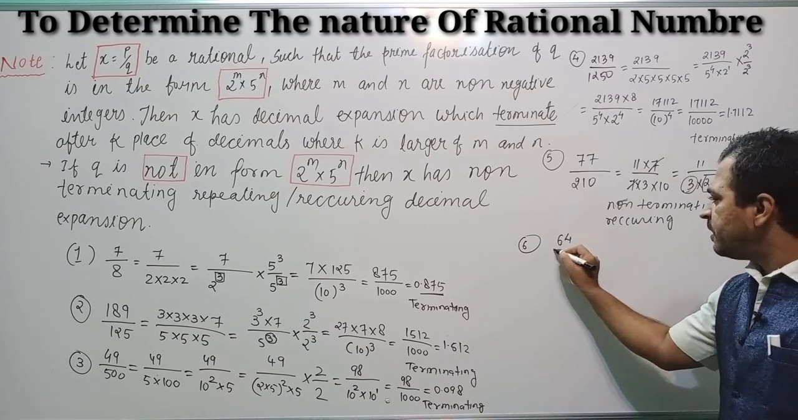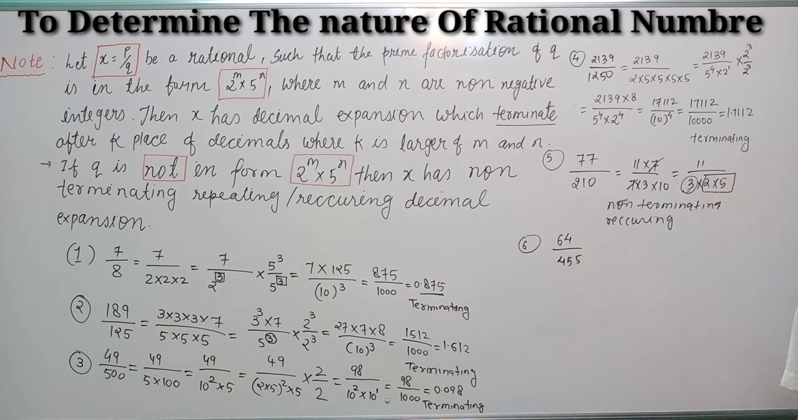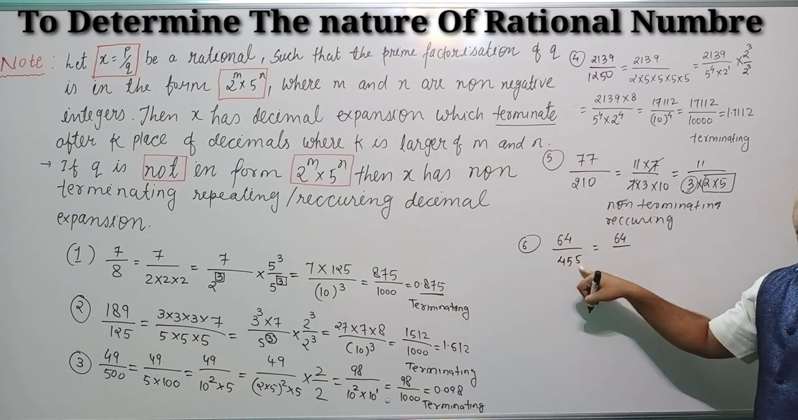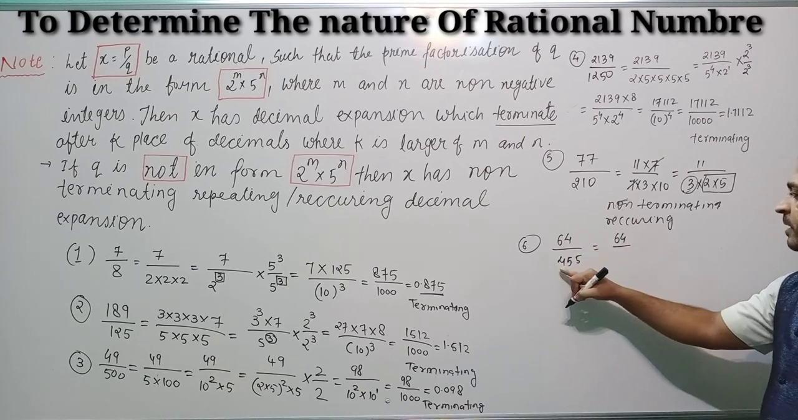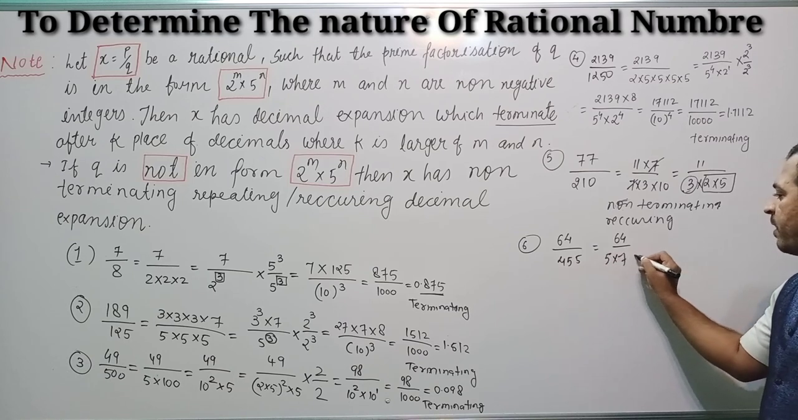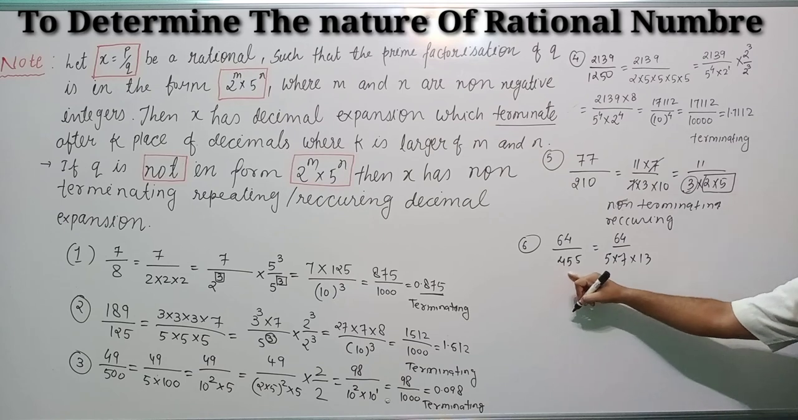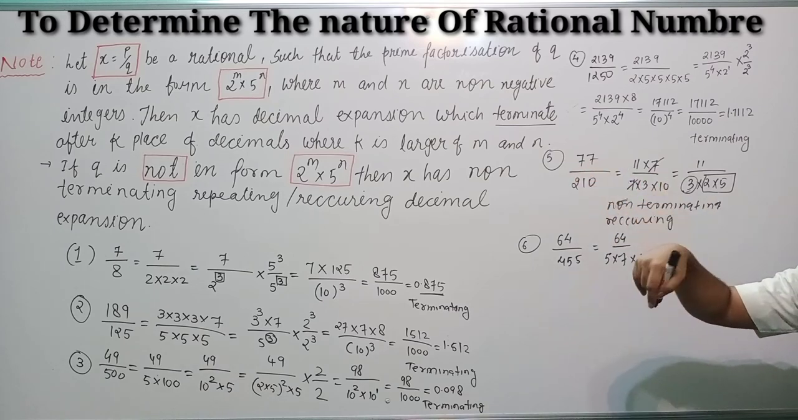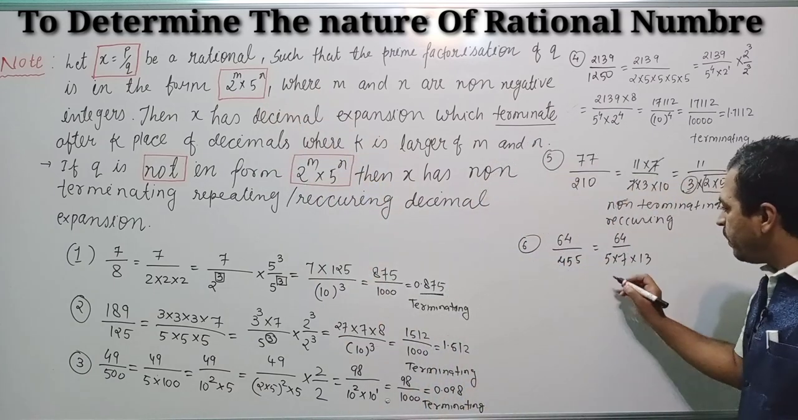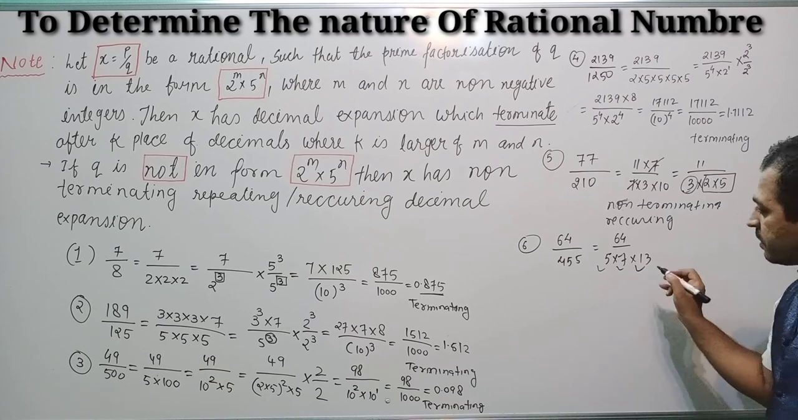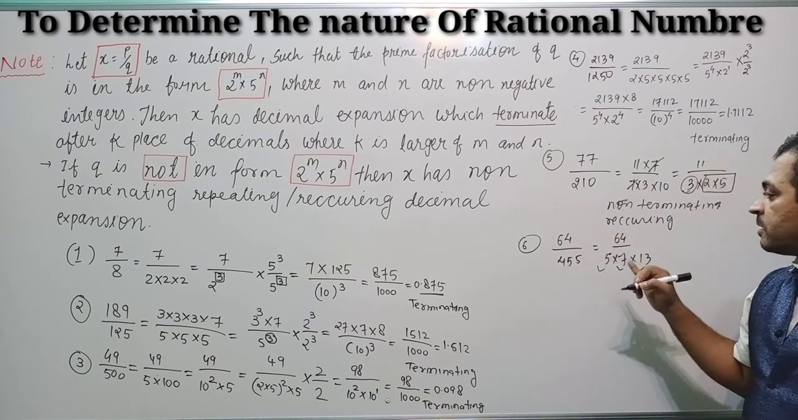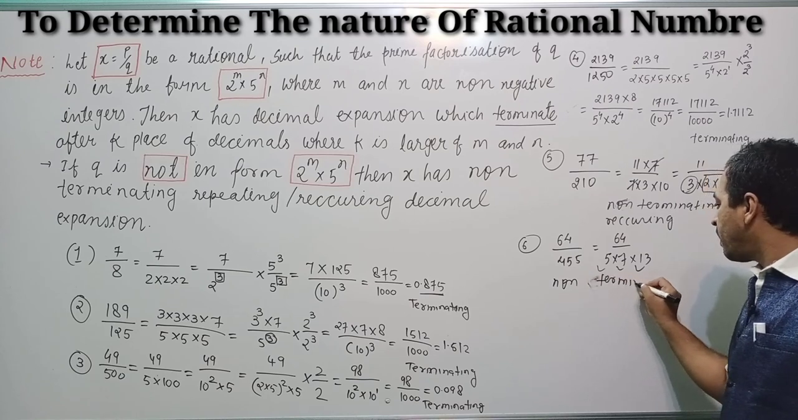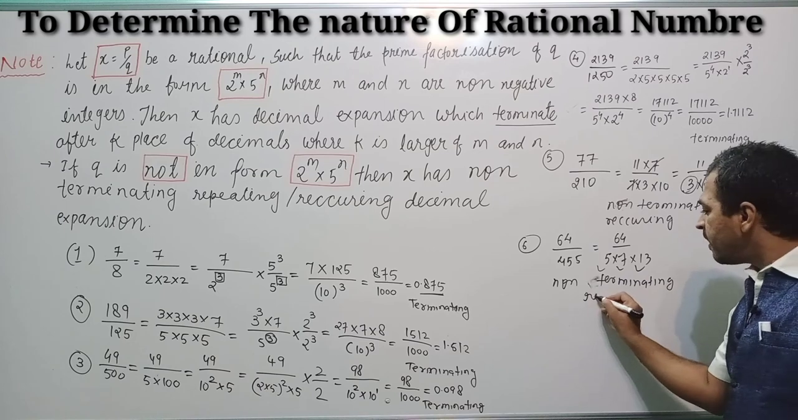Suppose you have the fraction 64 by 455, right students? 64 is an even number, 455 is an odd number, so these numbers can't be cancelled. So factorizing 455, 5 into 7 into 13. Now students, you can see that as per the definition, the denominator should be in the form of 2 to the power m and 5 to the power n. Here you are getting 5, but you are getting 7 and 13 also. So the decimal expansion of 64 by 455 is non-terminating, recurring.